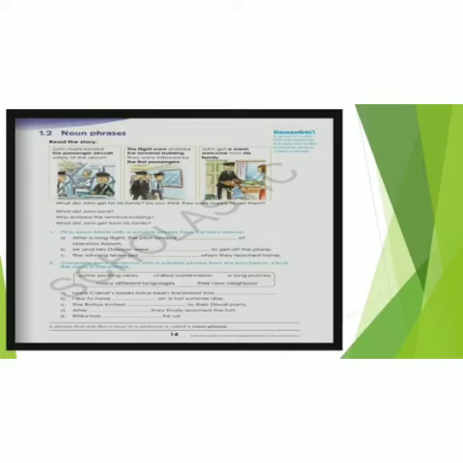Here comes the noun phrases. A phrase is a group of words that stands together but doesn't make complete sense. A phrase that acts like a noun in a sentence is called a noun phrase. Example, I like to have chilled watermelon on a hot summer day. Here, chilled watermelon is a noun phrase as we know watermelon is a noun. Now, answer the questions on page number 14 and 15 yourself.